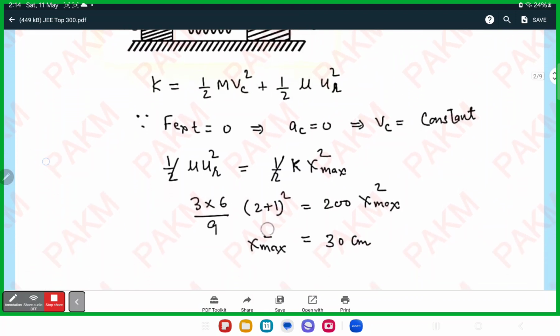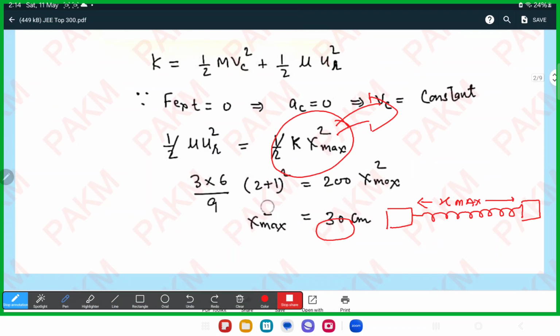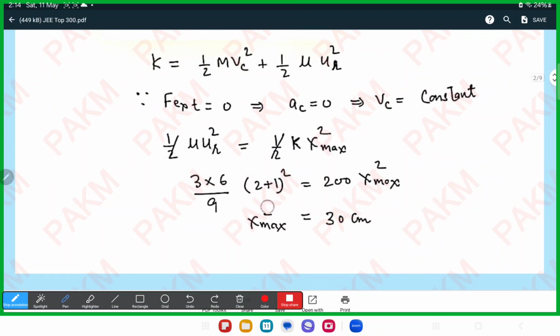But before that, let me tell you about the next step that we have performed here. This is the reduced mass m1 m2 upon m1 plus m2, that is 9. And relative velocity: since both of the velocities are opposite to each other, the velocities get added. And k is given, and x max. So here we have calculated x max as 30 centimeter. This is the x max.